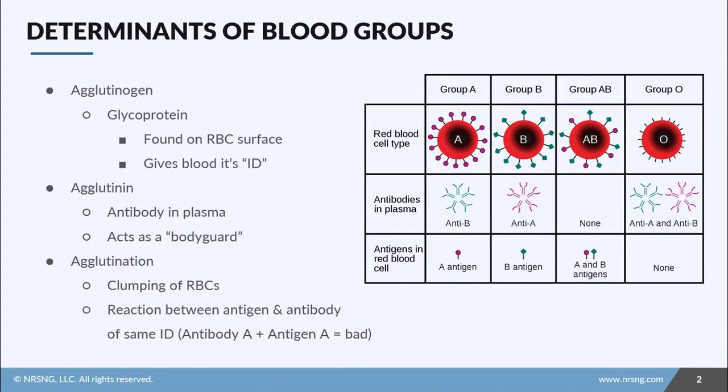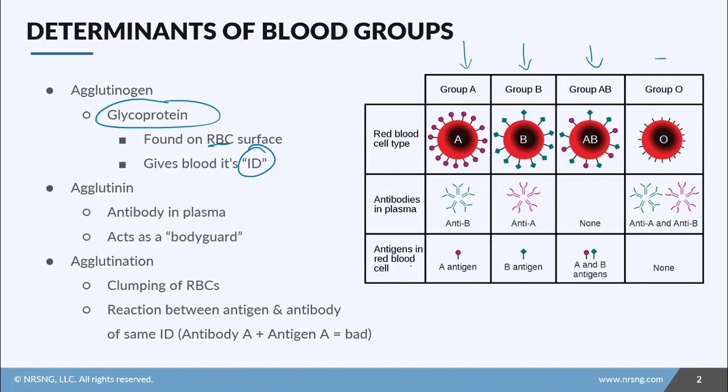What we look at is something called a specific glycoprotein found on the surface of the red blood cells, and it gives the red blood cells its ID. More specifically, group A has a specific type of glycoprotein on its surface, and group B has one, group AB has one, and then group O has none, and we'll get into that in just a second. But this specific glycoprotein is called agglutinogen, and it's an antigen.